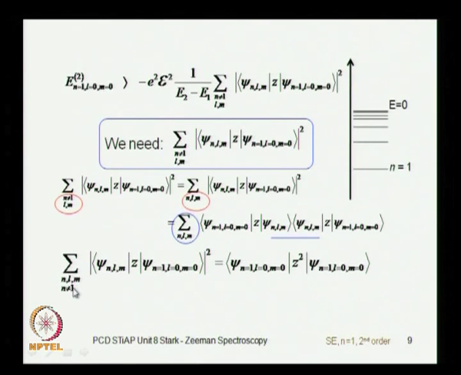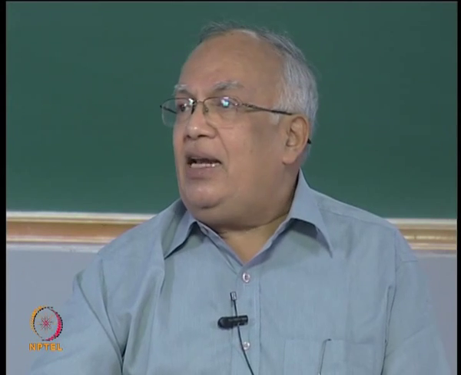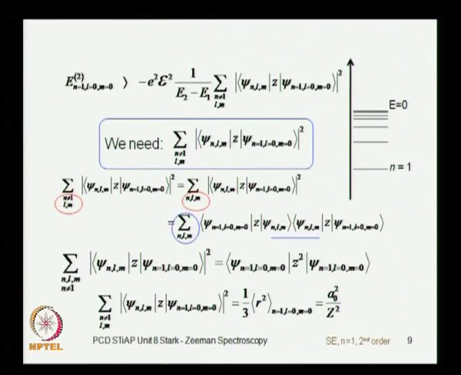So the sum over all states of this modulus square of the matrix elements of Z is equal to the matrix element of Z square itself. And that is not very difficult to determine, because so far as the hydrogen atom in the unperturbed state is concerned, it is completely symmetrical and it does not recognize any difference between x and y and z. So there will be an exactly identical expression for x square and y square as well.